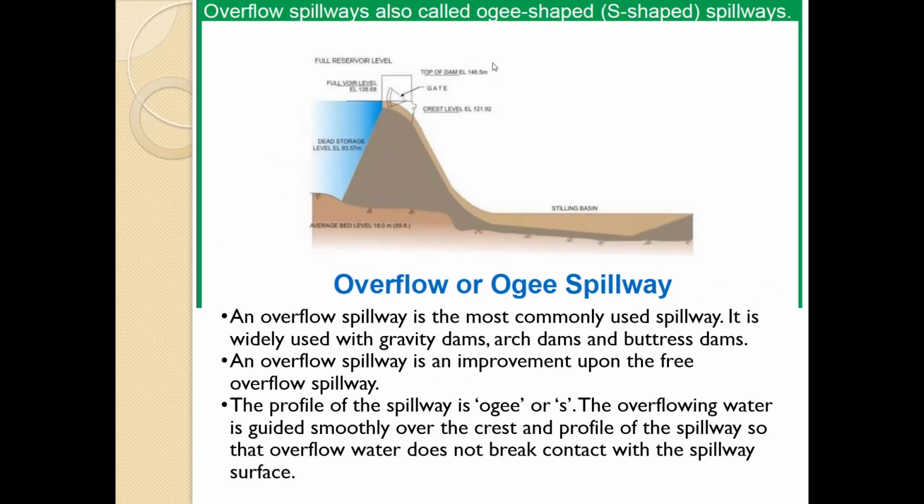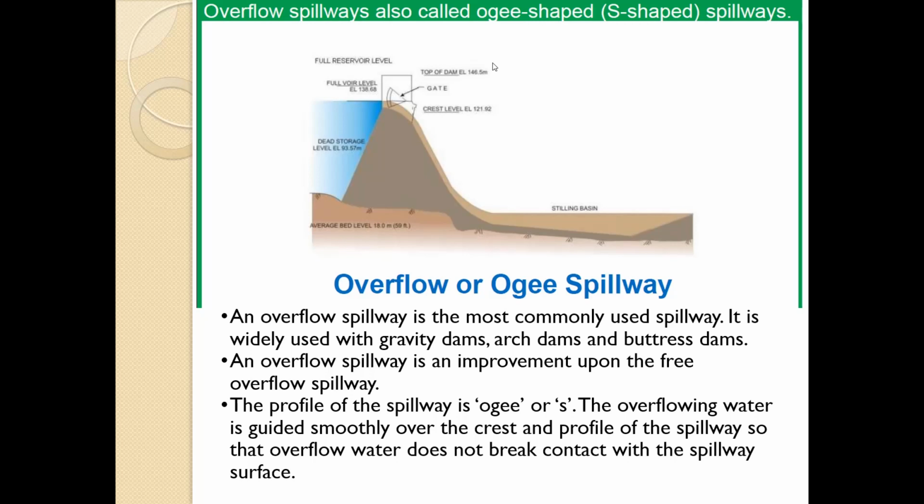The next is the overflow or ogee spillway. An overflow spillway is the most commonly used spillway. It is an improvement upon the free overfall spillway and is widely used with concrete, masonry, arch and buttress dams. Such a spillway can be easily used in a valley where the width of the river is sufficient to provide the required crest length and the river bed can be protected from scour at moderate cost.